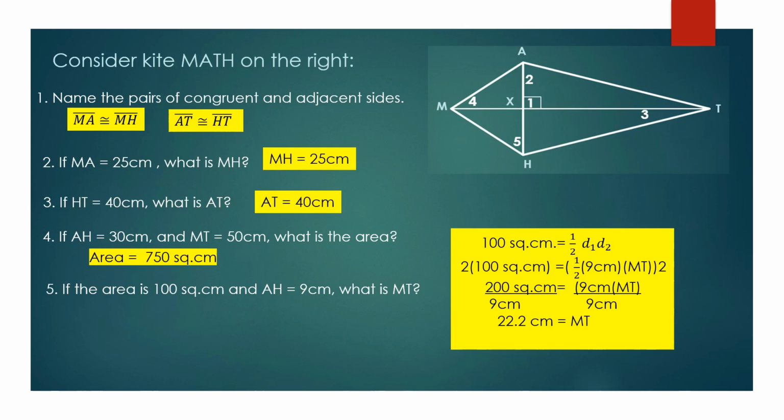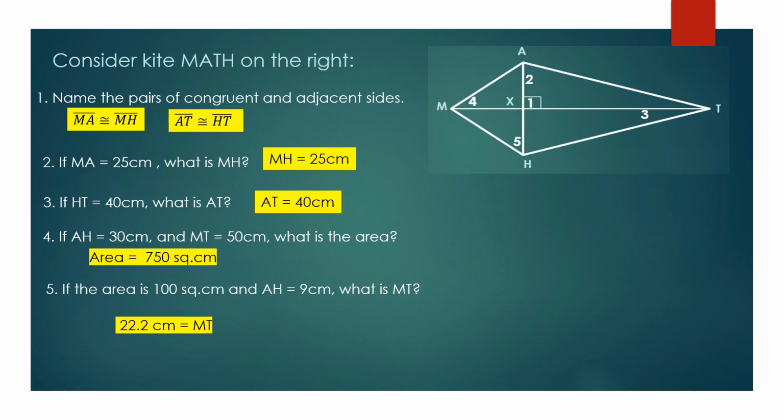So multiply both sides by 2. We'll have 2 times 100 square centimeters is 200 square centimeters. And 1/2 times 9 times MT times 2 is 9 centimeters MT. Divide both sides by 9 centimeters. The result is MT is equal to 22.2 centimeters. So, MT is 22.2 centimeters.